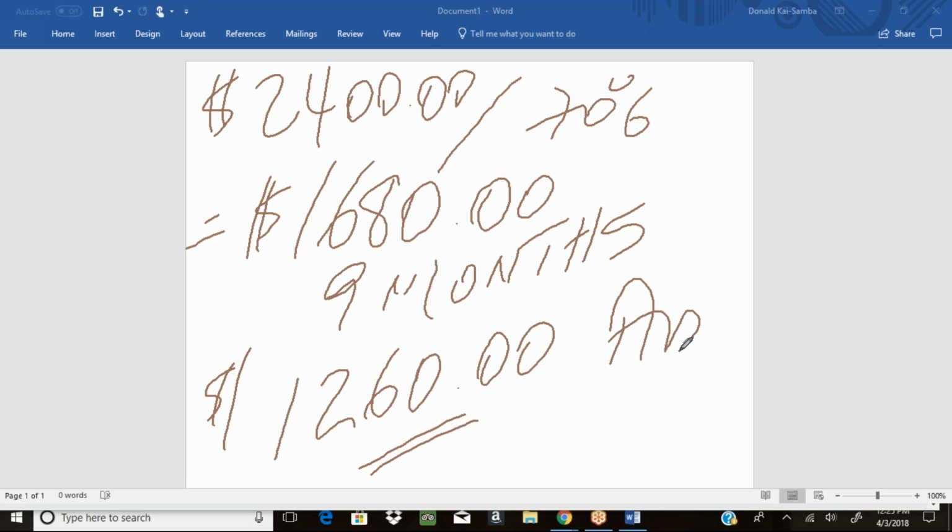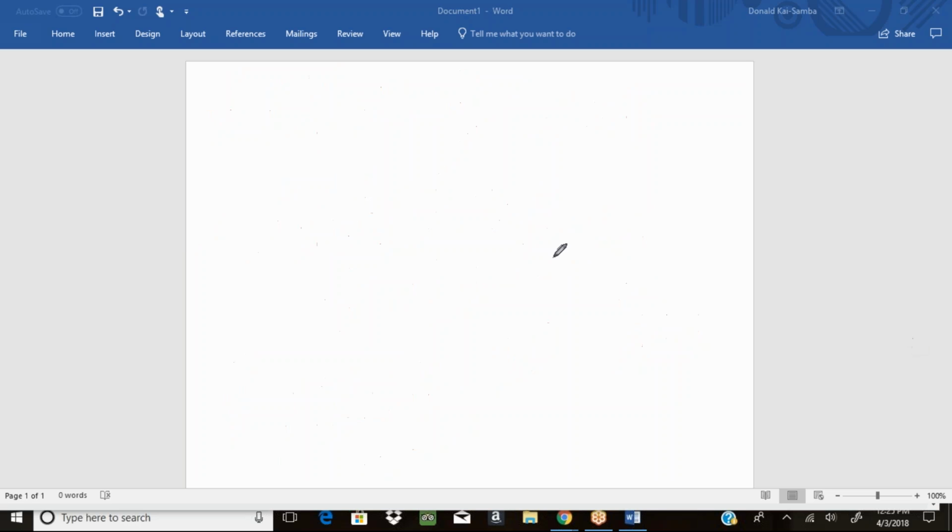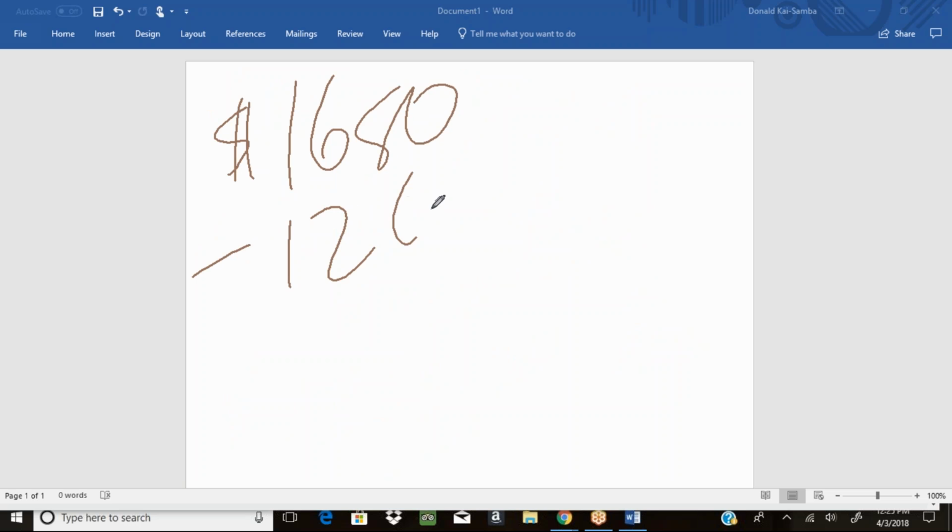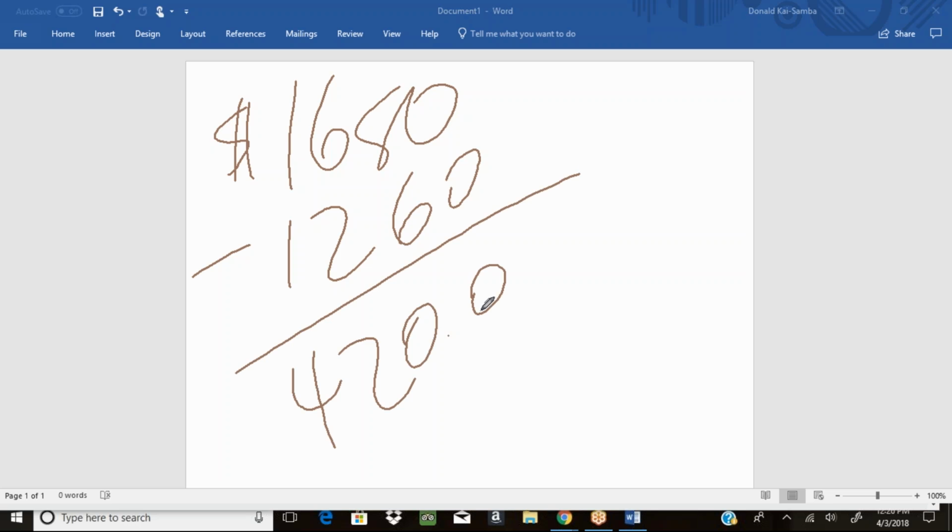Now, what do we have here? So if you want to see how much you get advanced, it's $1,260, and how much you earned is $1,680. There is a difference. Let's do the difference. $1,680 minus $1,260. So we do $1,680 minus $1,260, which is $420.